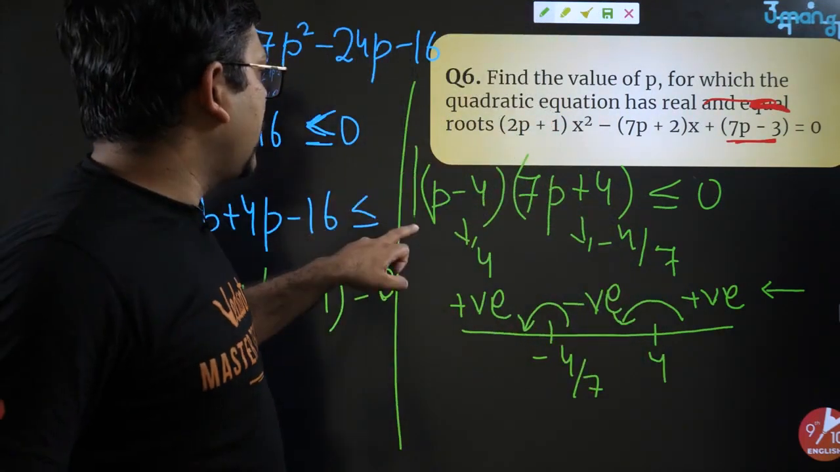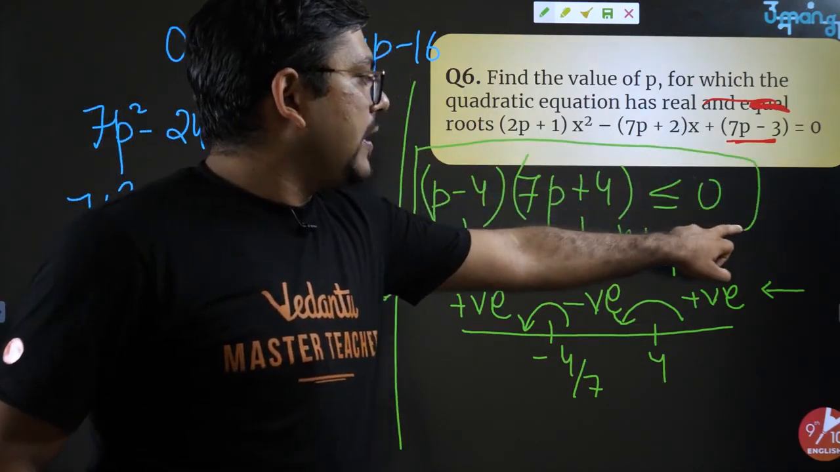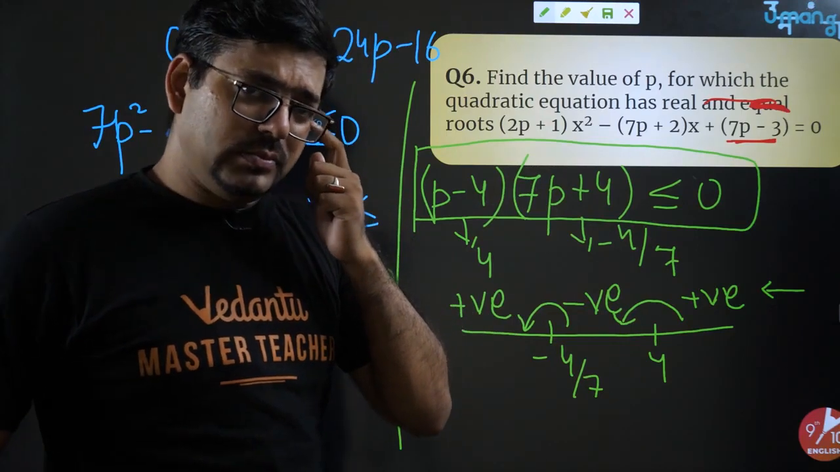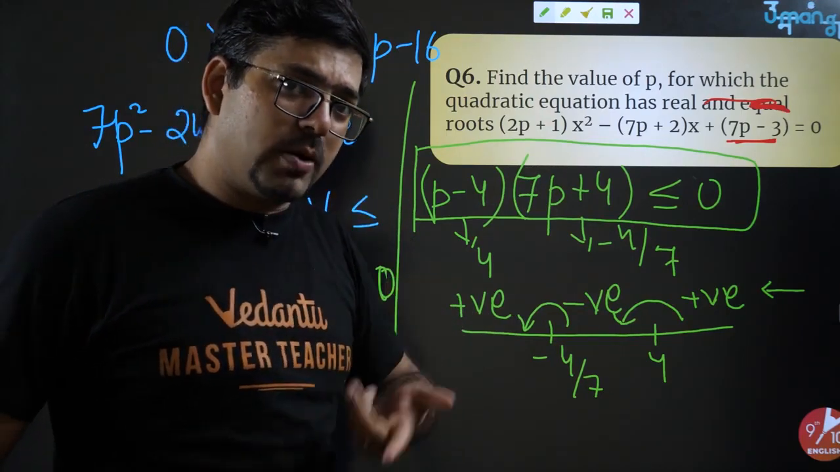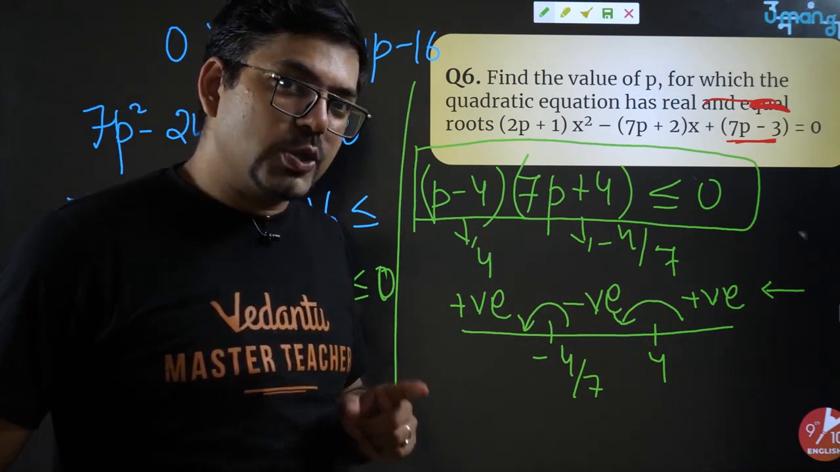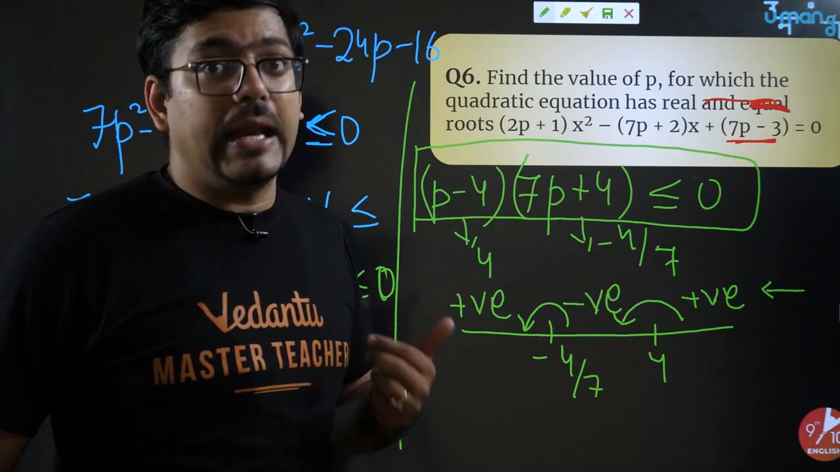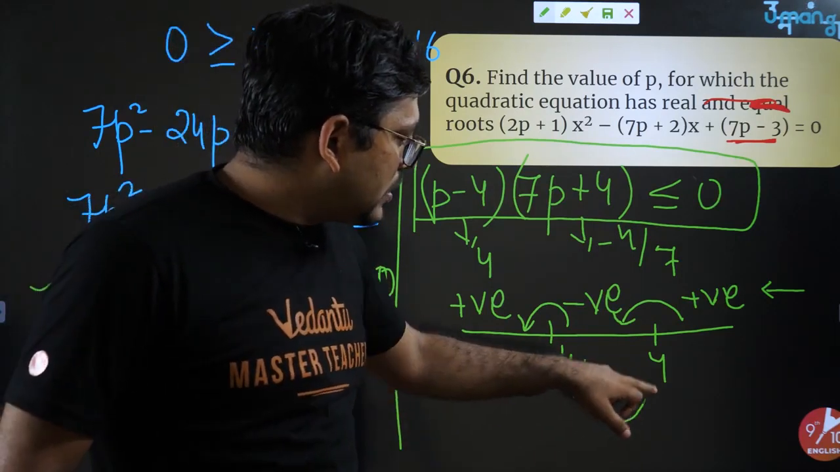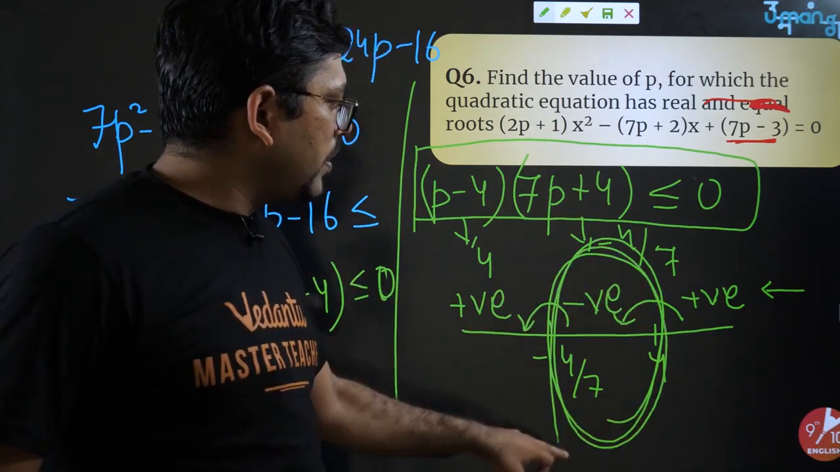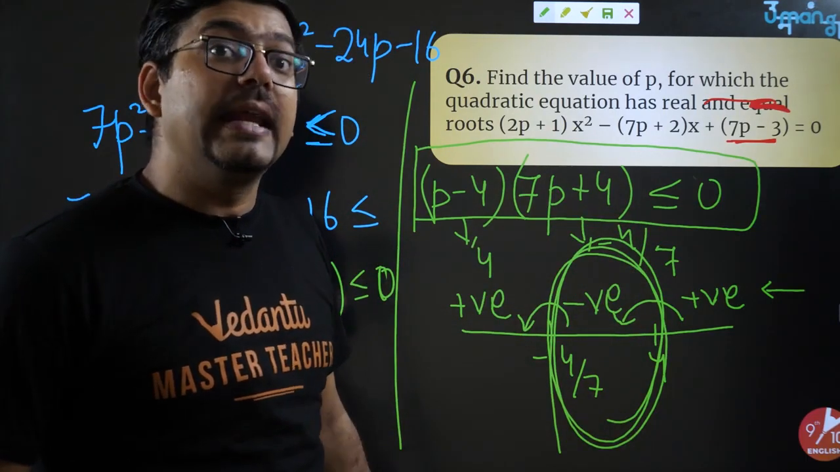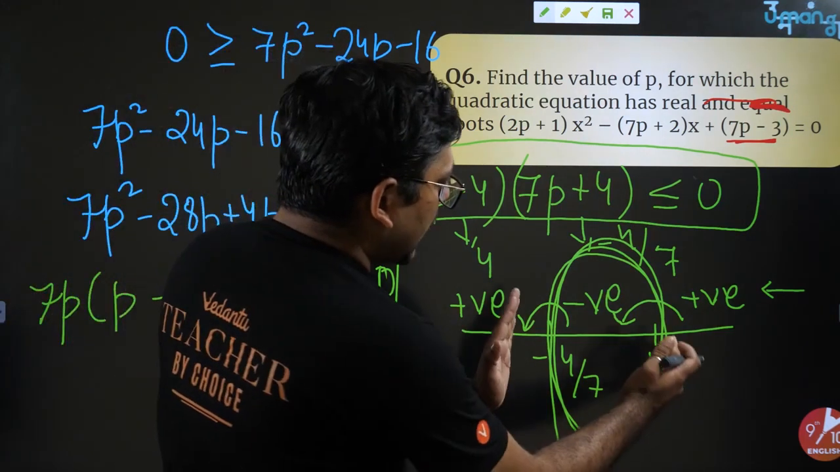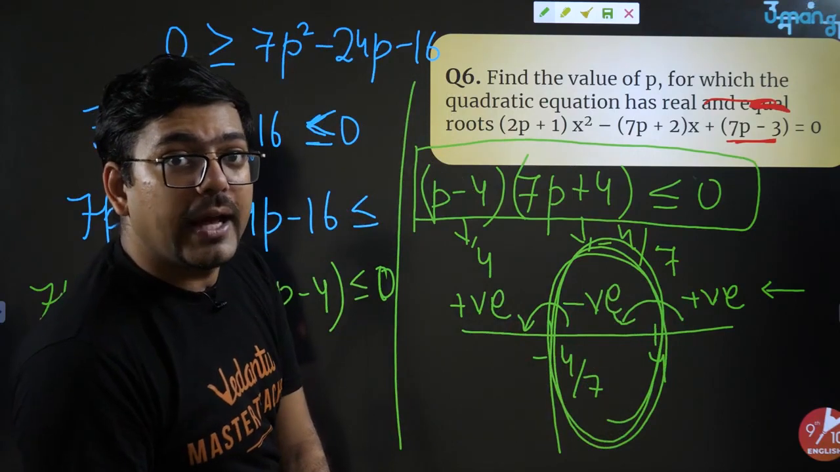Now read this inequality. In this inequality, less than 0 means what? Less than 0 means negative. So negative is the region which is being asked from you, because this inequality is asking for negative values. So your answer is going to lie here.